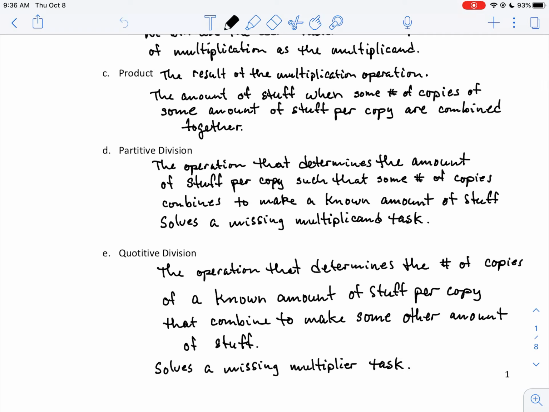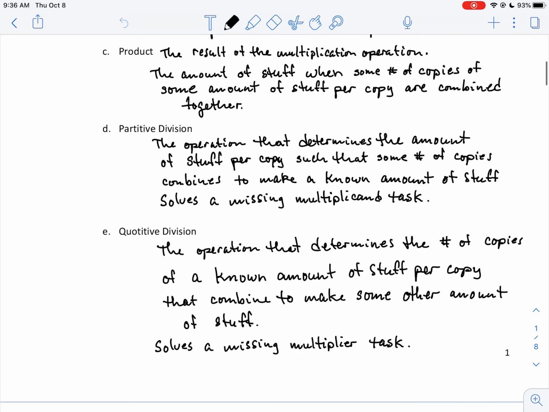Partitive division is the operation that determines the amount of stuff per copy, such that some given number of copies combines to make a known amount of stuff. Partitive division is the operation that solves essentially a missing multiplicand task. You're trying to find the amount per copy.